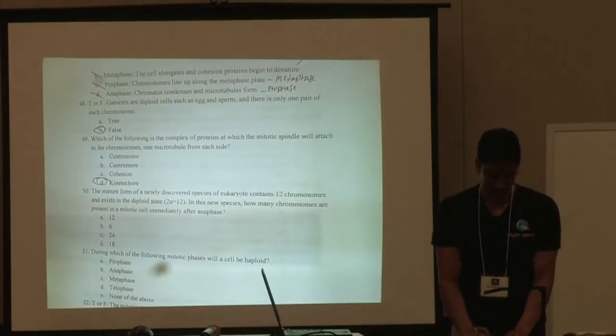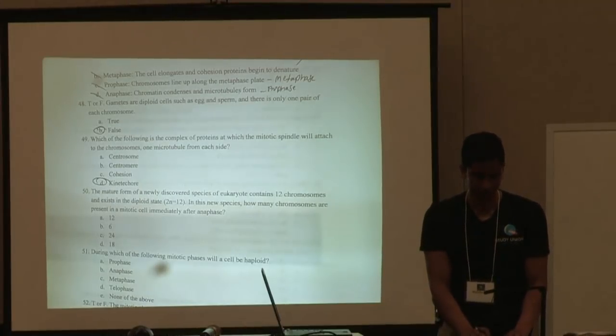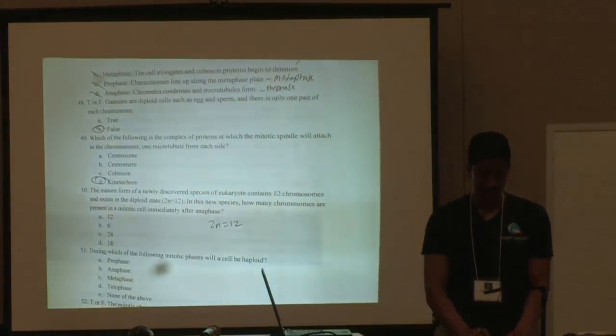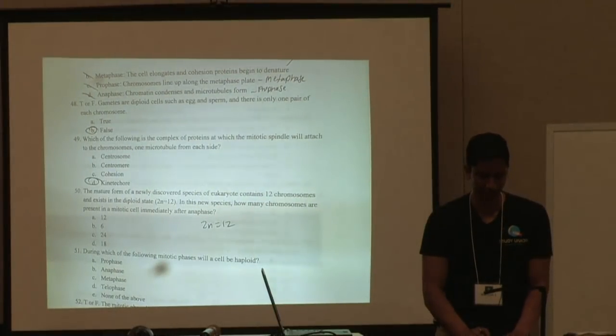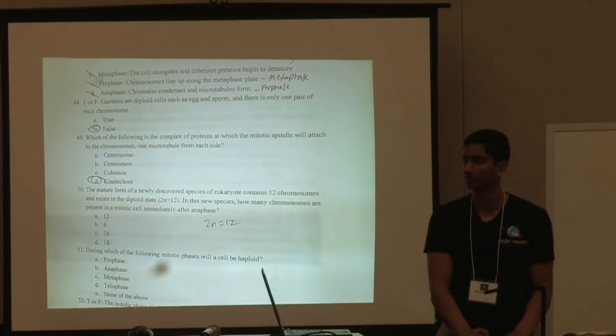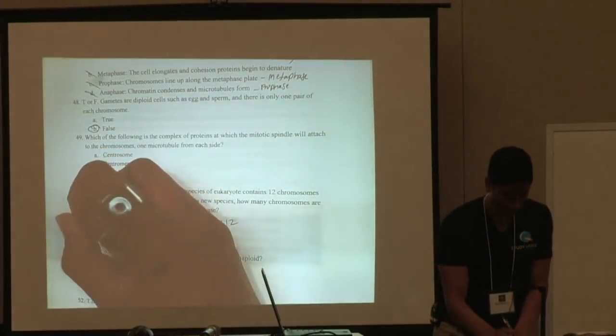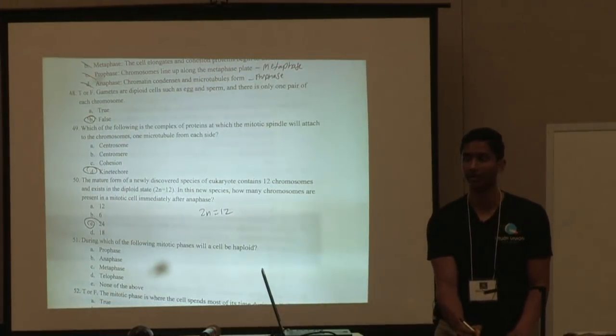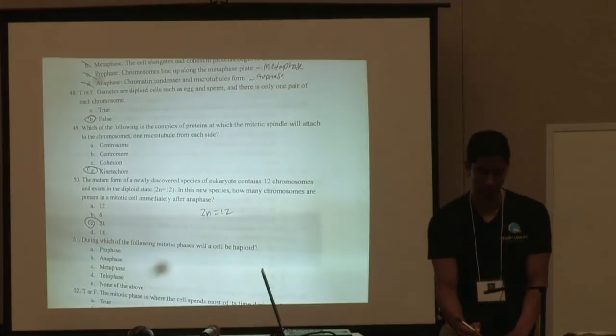All right. The mature form of a newly discovered species of eukaryote contains 12 chromosomes and exists in the diploid state. Its 2n number equals 12. In this new species, how many chromosomes are present in a mitotic cell immediately after anaphase? What is it? 24, right? So they've temporarily doubled, and they do this so that when telophase happens, they split back to their original number.